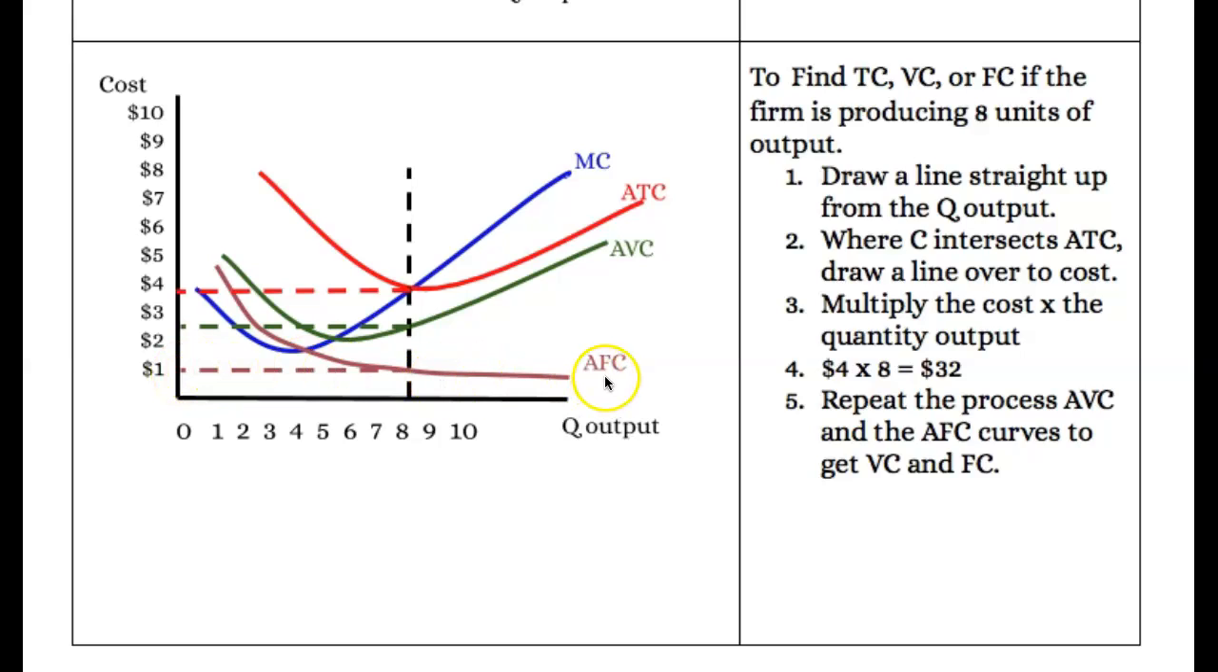Now, your fixed cost and your variable cost should add up to your total cost. So we said this one was 24, this one is 8. 8 plus 24 should equal 32. So if you have a question like what is the total cost, or what is the fixed cost, or what is the variable cost, and they give you cost curves with averages, now you know how to solve those problems.